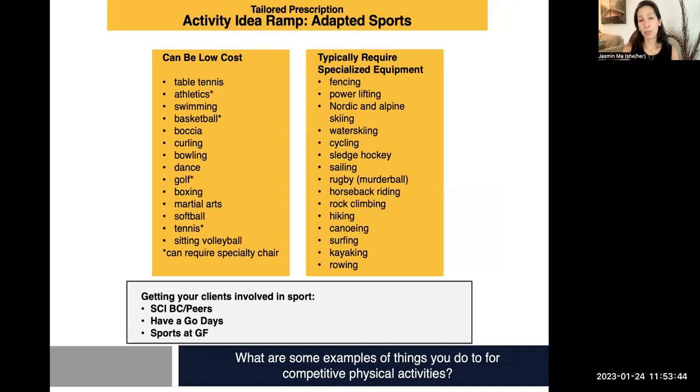So the sport admittedly can be expensive, especially some adapted versions. So we've listed here some examples of some potentially low cost sports, depending on how you play them, and then also some that typically require some specialized equipment. This certainly isn't an exhaustive list. There are more and more sports being added to this list as the years progress, which is a really promising thing to see, but lots of different opportunities in which your clients can get involved in sport, which I know SCI has a pretty good handle on.